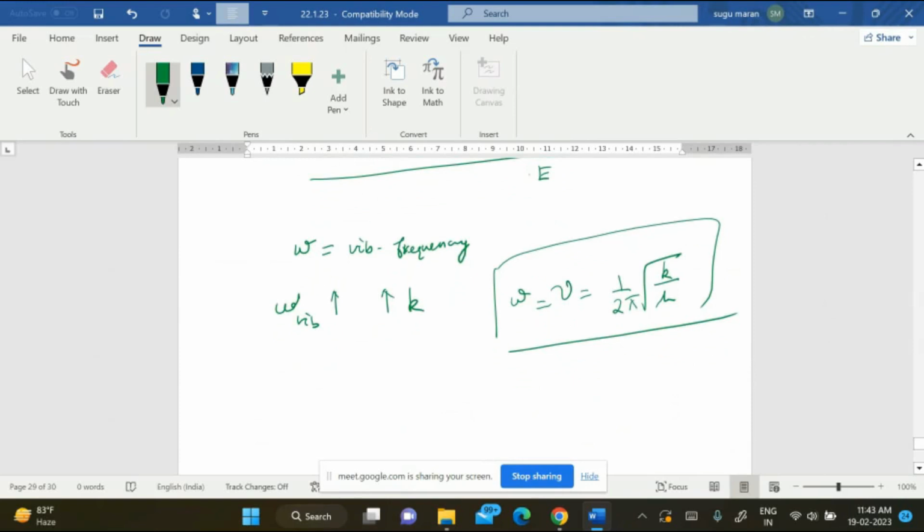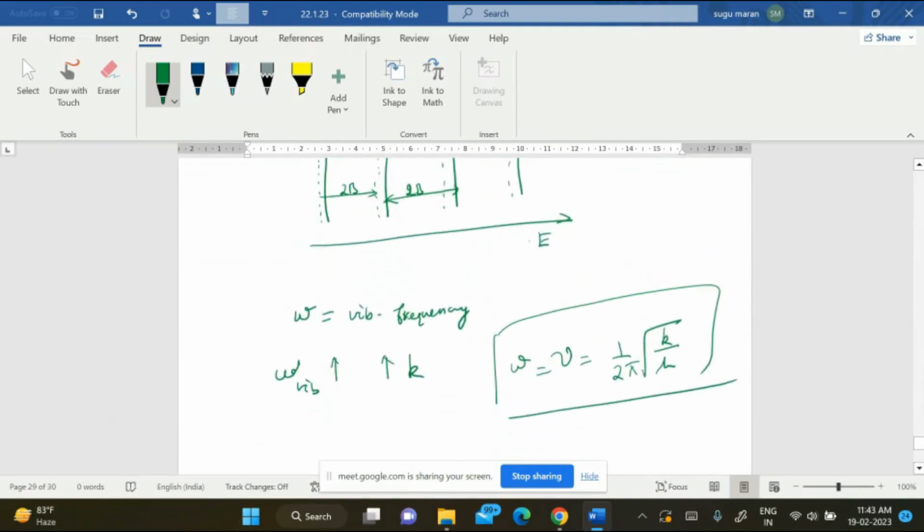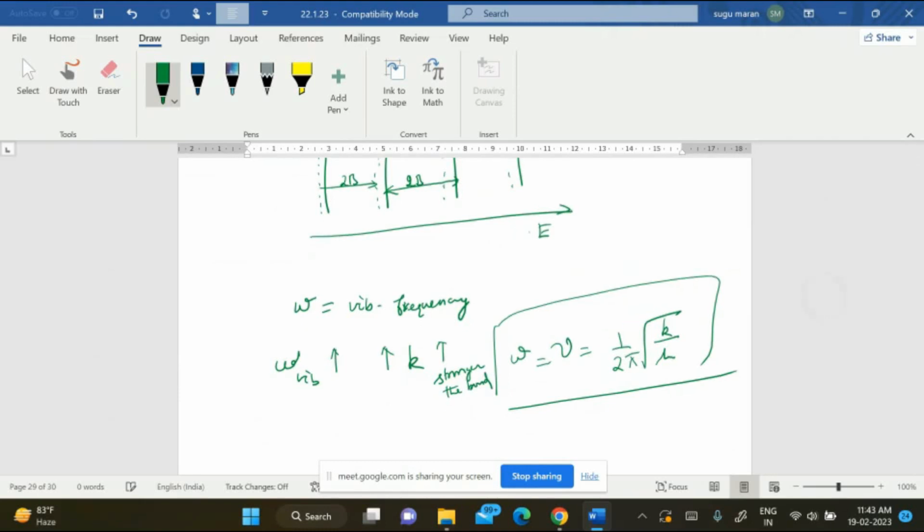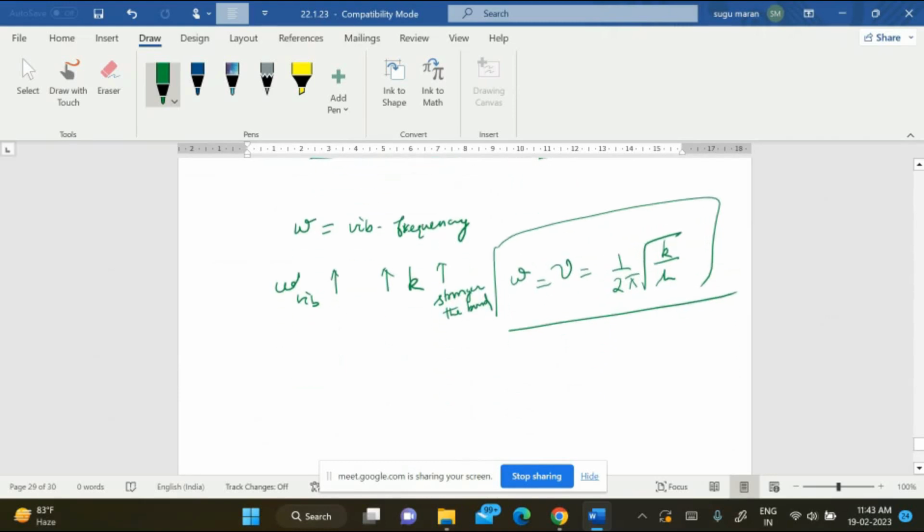So when the vibration frequency increases, your k value increases, and when the k value, the force constant, increases, it indirectly gives you the strength of the bond: the stronger the bond, right? When k increases, the bond is stronger. When the vibrational frequency increases, your D value, the centrifugal distortion, decreases.